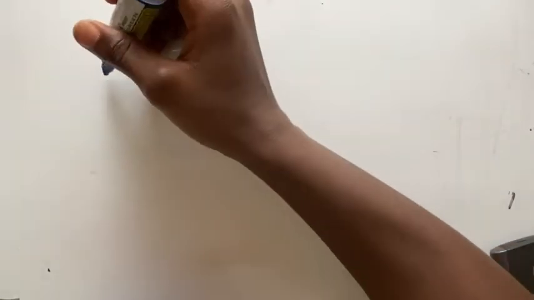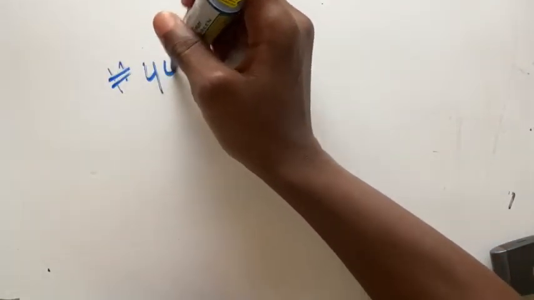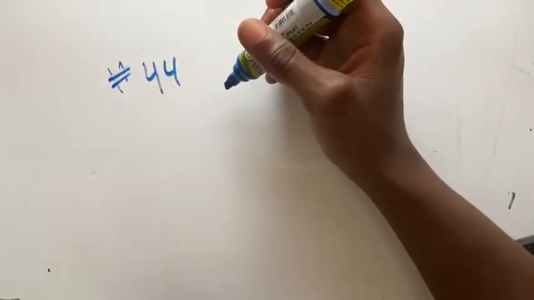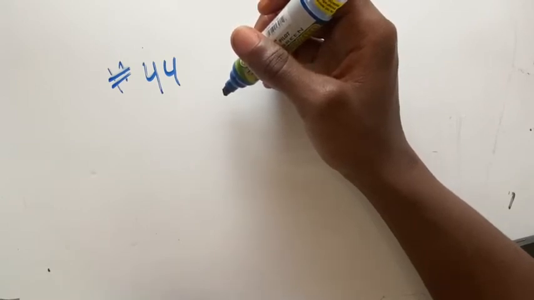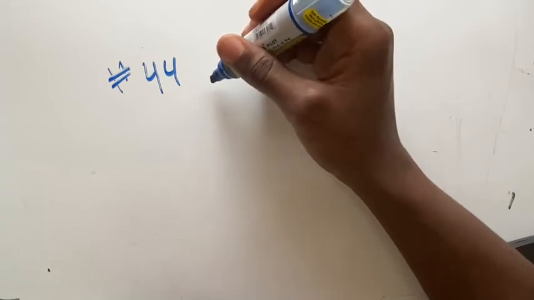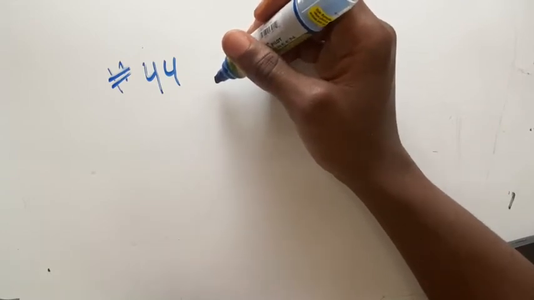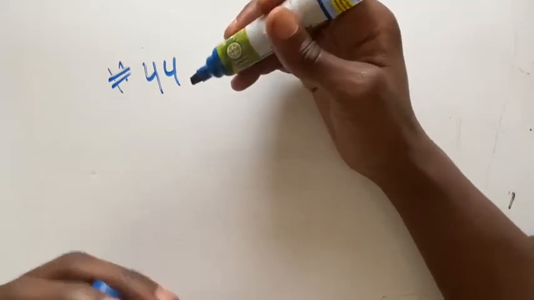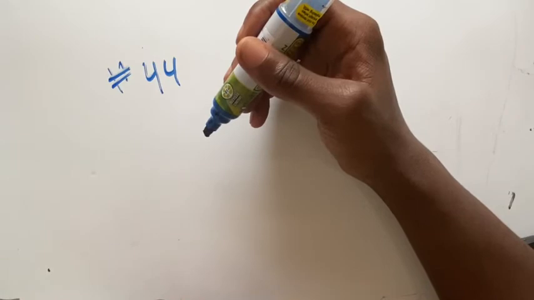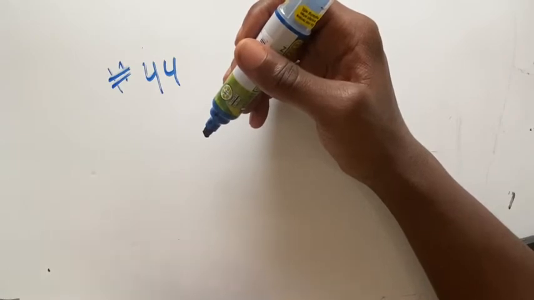Number 44 says the magnetic field inside a current carrying coil increases when the number of loops of the coil increases. Well, we know that's true. The current is increased. Well, if you increase the current, you also increase the magnetic field, so that's also true. You insert an iron core.